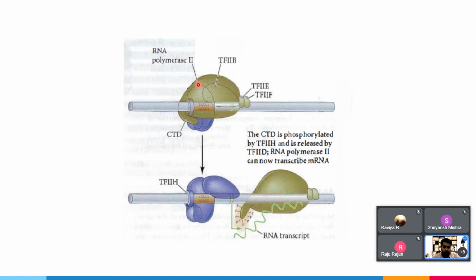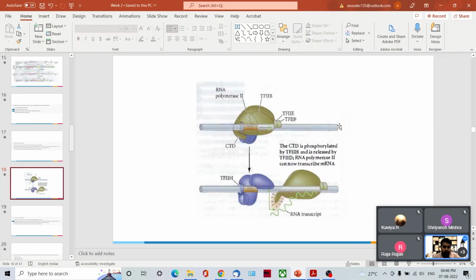This complex with the RNA polymerase II and the various transcription factors, TF2B, TF2E, TF2F, H, A, D, is known as... Anyone would like to try and answer this? The entire complex with RNA polymerase II and various transcription factors that assembles at the TATA box before transcription starts. Anyone would like to answer that?